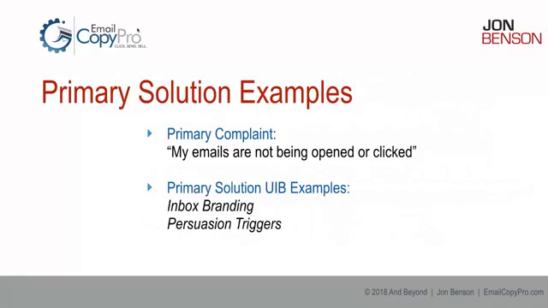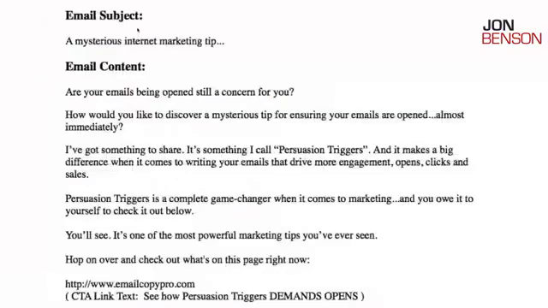So here's some primary solution UIB examples: inbox branding and persuasion triggers. And we've actually used both of those in our marketing for Email Copy Pro. And now in the new version of it, it's called dynamic blueprints, because we've fused all this together. But I'm going to give you examples inside emails. Now, look at this, right? A mysterious internet marketing tip.